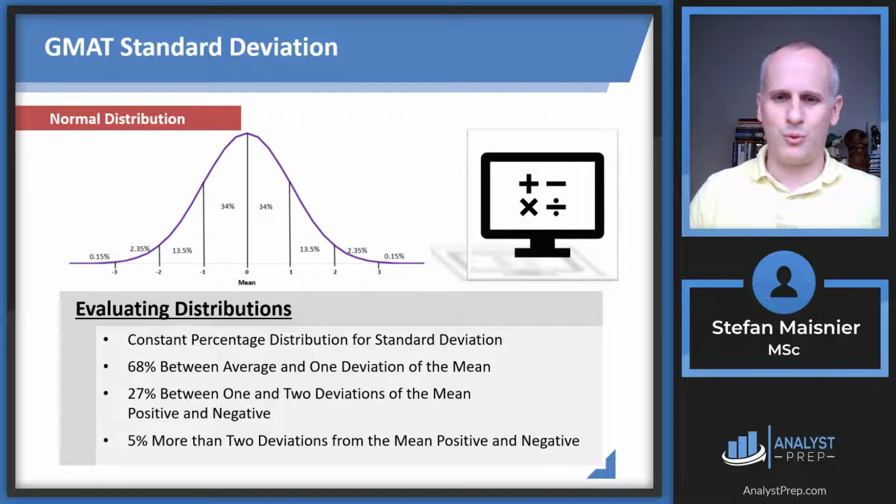They don't require you to fully calculate. So by just knowing the normal distribution curve and its percentage distributions, as well as the basic proportionality of standard deviation, you should be more than on your way to success for statistical evaluation of problem solving and data sufficiency problems on the GMAT quantitative section.